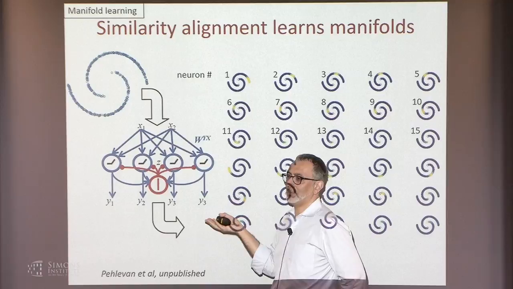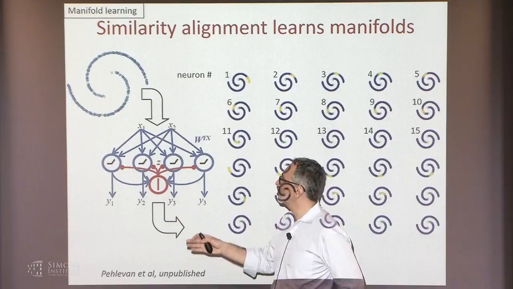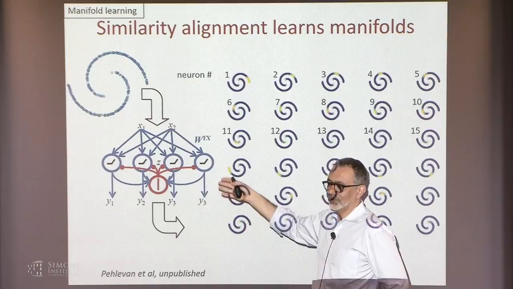But remember that he did not derive his learning rules. He just postulated them. This was heuristic. And so it's nice that it worked, but it's very hard to analyze the nature of the solutions. Ours are derived from a principled objective, so we can actually see what the solution will be. So that, I think, is the advantage.